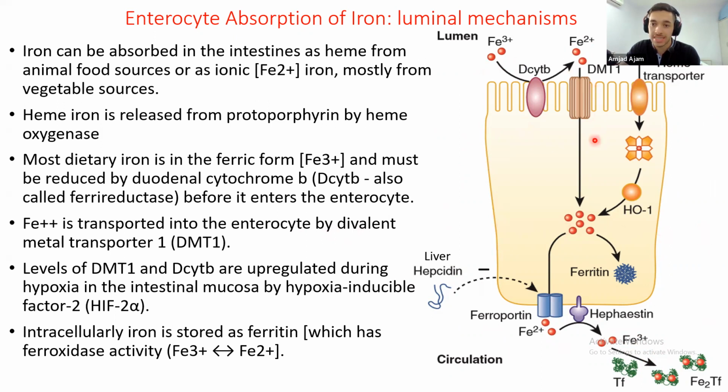Now everything I said is written here in text, so let's go through it. First of all, iron can be absorbed in the intestines as heme, this one, from animal food sources like meat, or as Fe2+.